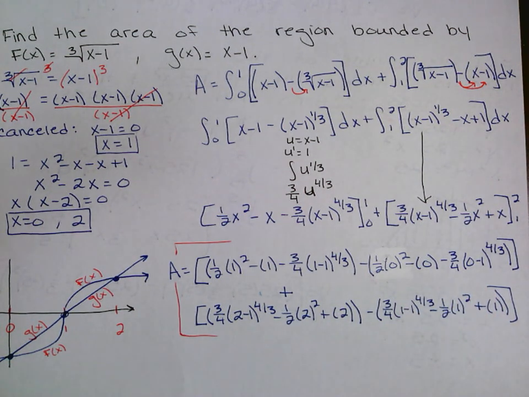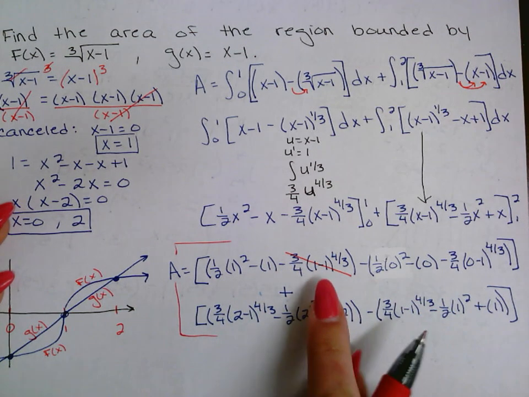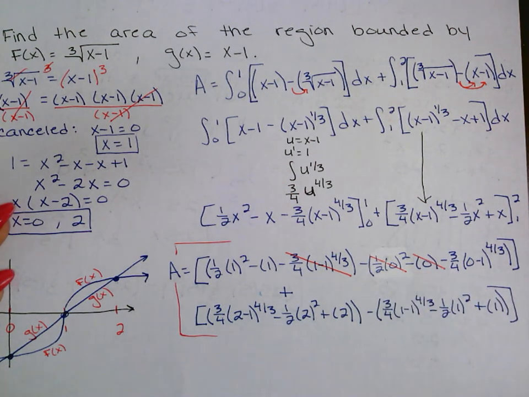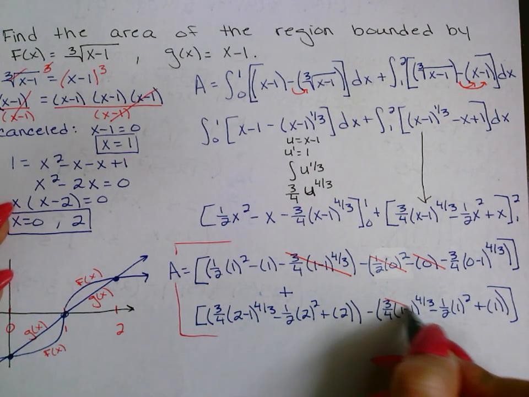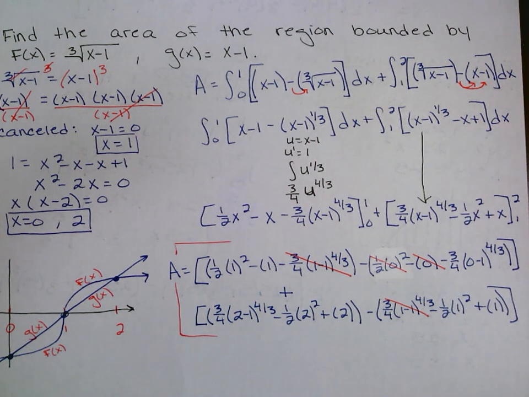If you chose to skip out on writing this term, it's okay because 1 minus 1 is 0. If you chose to skip out on writing these two terms, it is okay because they cancel out. And lastly, this one because 1 minus 1 is 0. If you skipped out on writing those four terms, you would still be 100% correct. Okay?